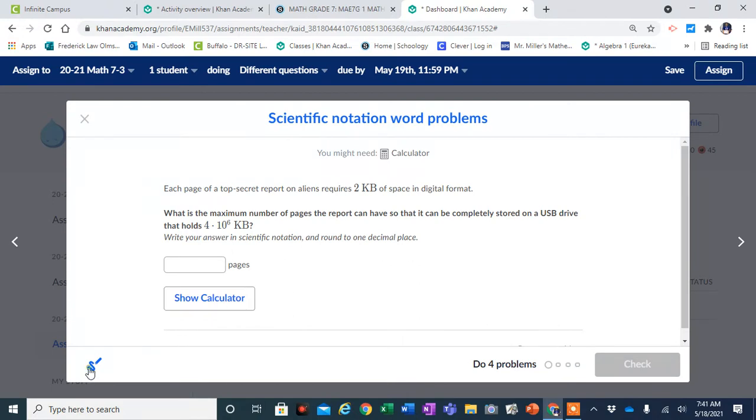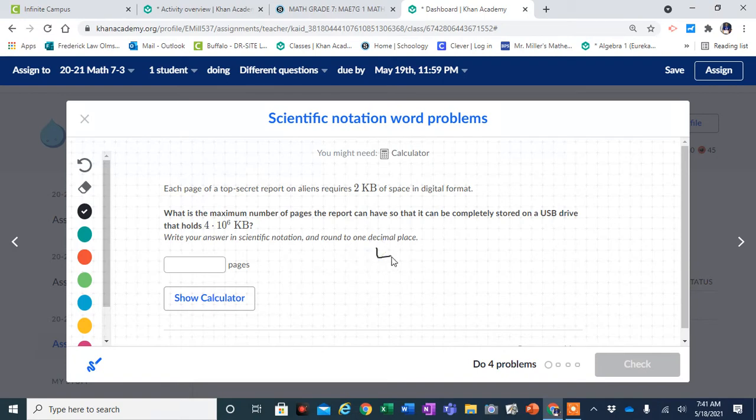So we have 4 times 10 to the 6th. So that would be 1, 2, 3, 4, 5, 6 zeros. Because the decimal would be after the 4, you would loop it 6 times to the right, divided by just 2.